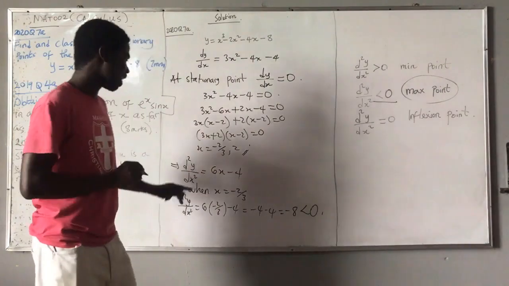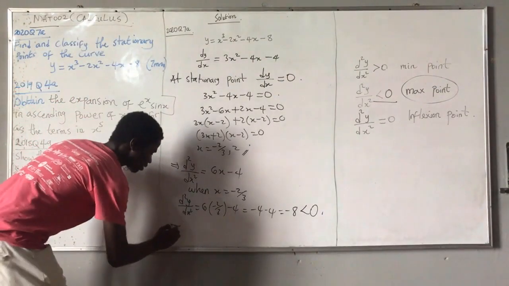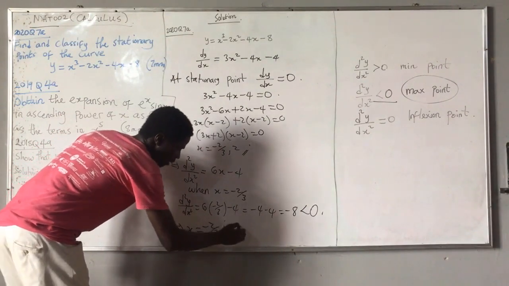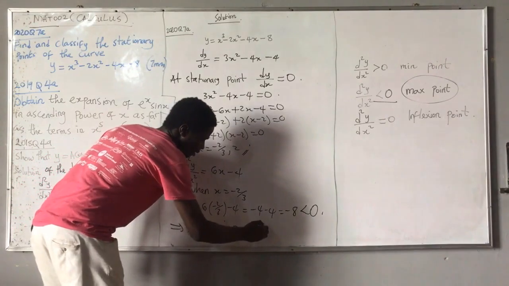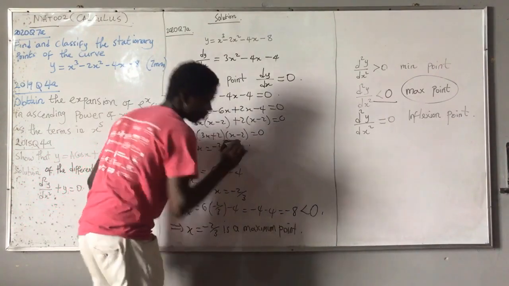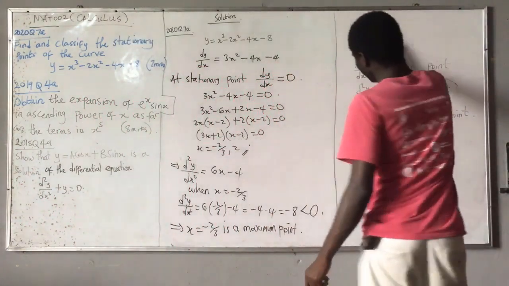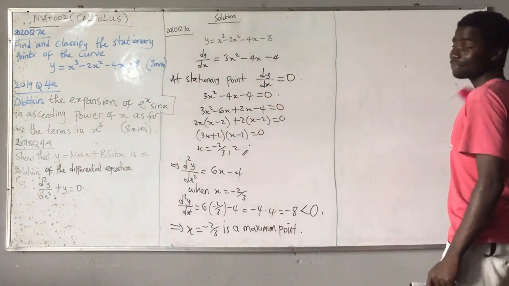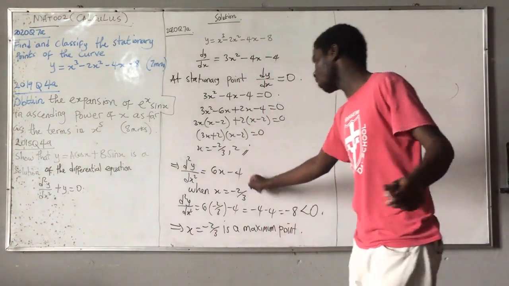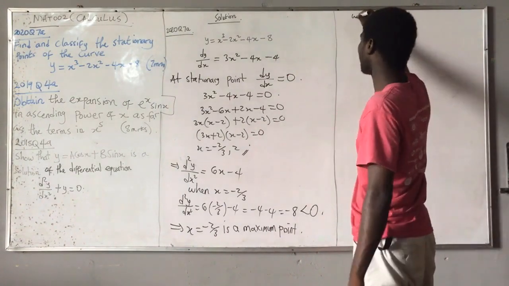So when it's less than 0, we have a maximum point. So that means x equals minus 2 over 3 is a maximum point. Now, obviously the second one will be a minimum point, but you can still confirm. Don't forget you've done d²y over dx². Now put when x is 2.